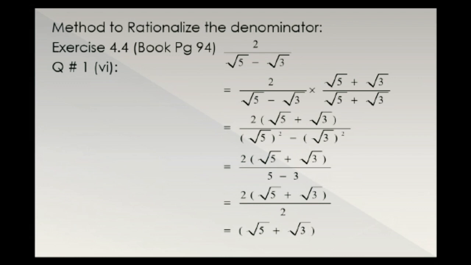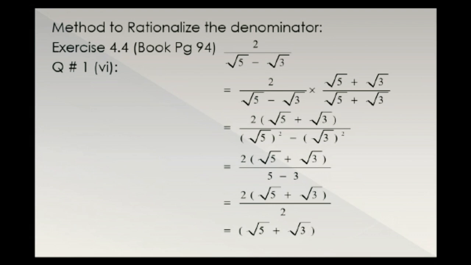Now you will do the straight multiplication. 2 will be multiplied by under root 5 plus under root 3. So we will write this binomial surd in proper bracket. Under root 5 minus under root 3 will be multiplied by under root 5 plus under root 3.